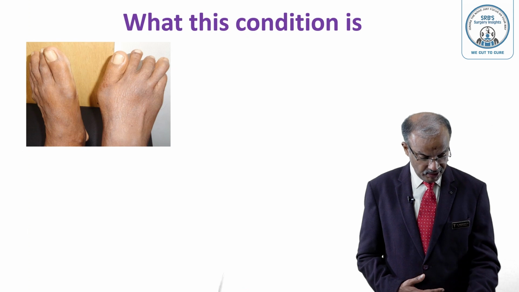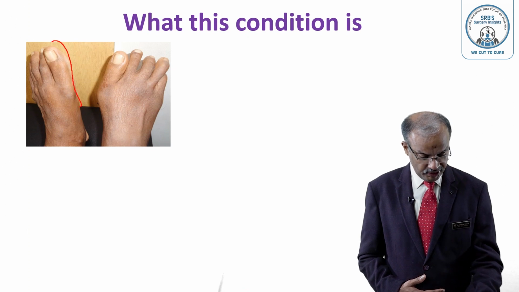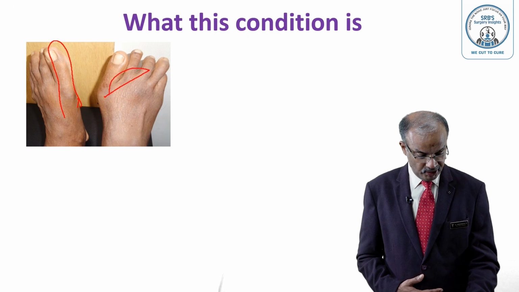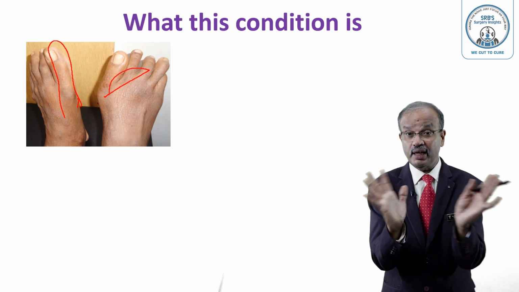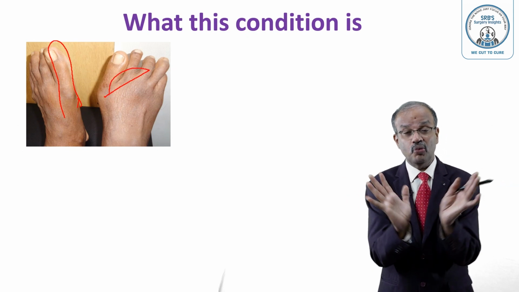Dear students, we'll discuss a topic in the foot. Not uncommon, remember. Just have a look at what this condition is. See that? Here you can see that the left side great toe is like this, whereas here you see that it is going like this, deviated. So that is a valgus deformity, going outward.